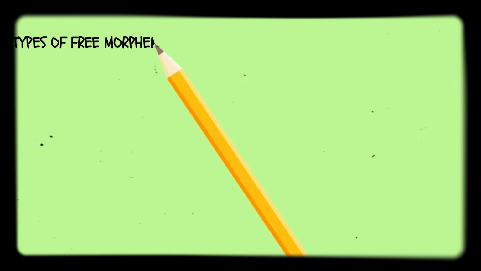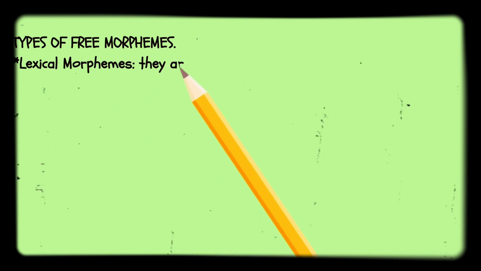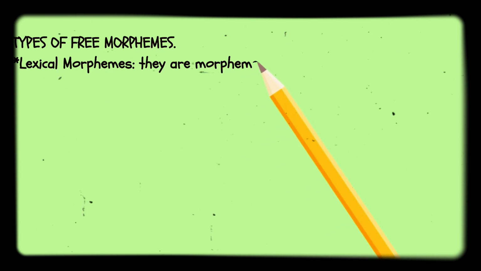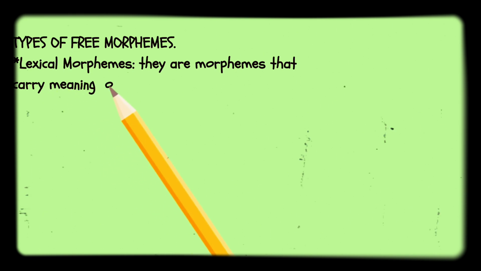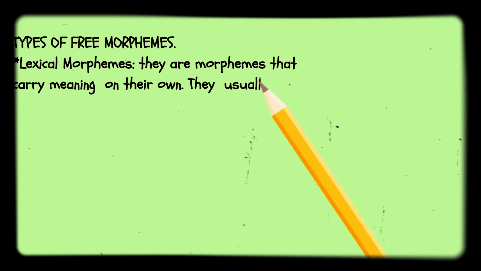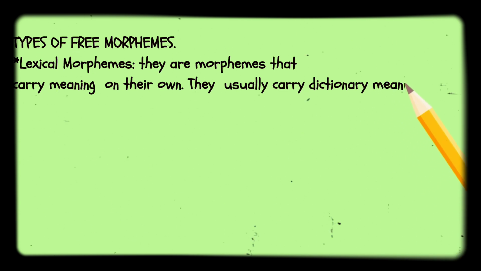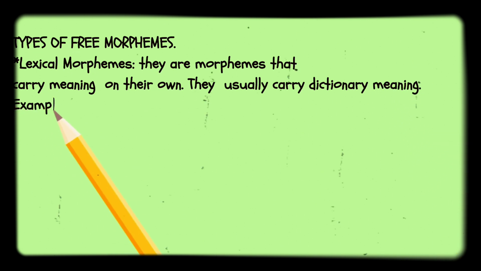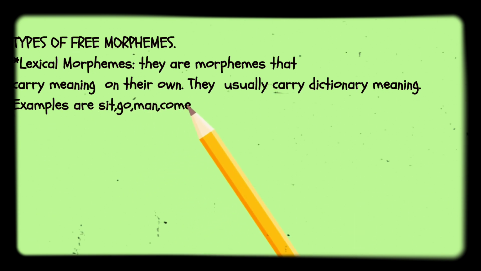Moving on, we go to the types of free morphemes. We have two types: the lexical and the grammatical or functional morpheme. The lexical morpheme is a morpheme that carries meaning on its own. It means that they usually carry the dictionary meaning. Examples are sit, go, man, come, happy, slow, teach, dog, farm, and many others. You can give so many examples, and I want each and every one of you to give at least 5 examples, which I will be inspecting after this lesson.